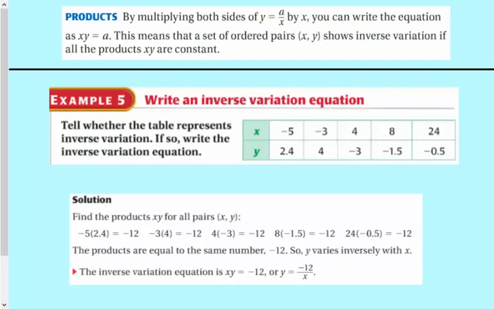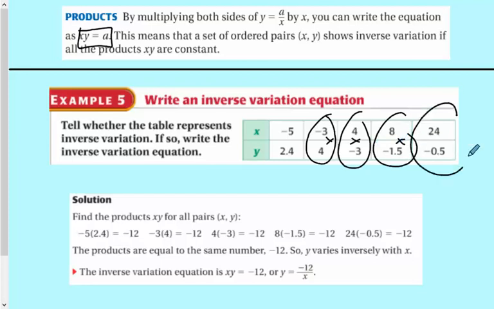Now, what you can do is figure out, based off a table, if the equation is an inverse variation equation. By multiplying both sides by x, you end up with xy equals a. This means that any set of ordered pairs will show inverse variation if the product is constant. I know that sounds very complicated and very technical. Here's what you're going to do. You're going to multiply the x, y pairs together. And you end up with -12, -12, -12, -12. And if you use the calculator for that one, you end up with -12 as well.